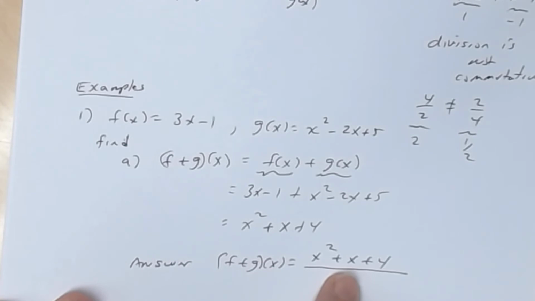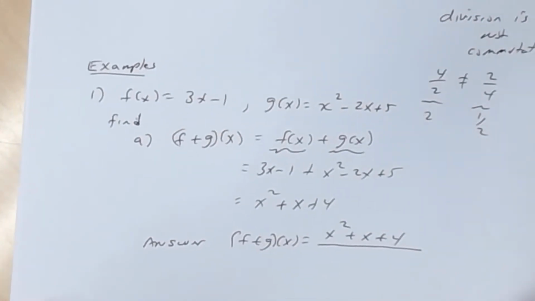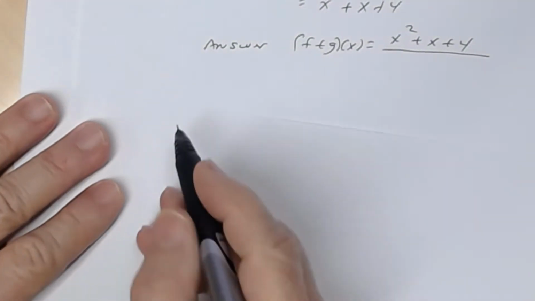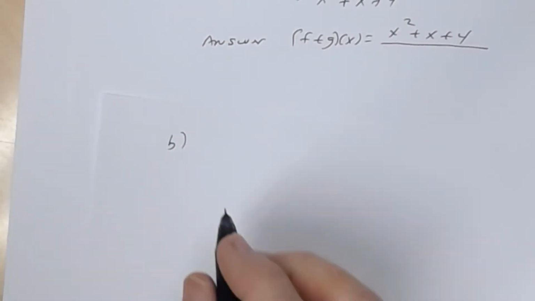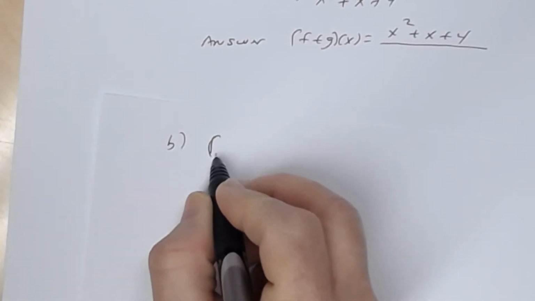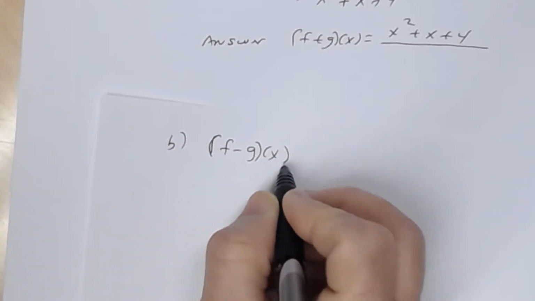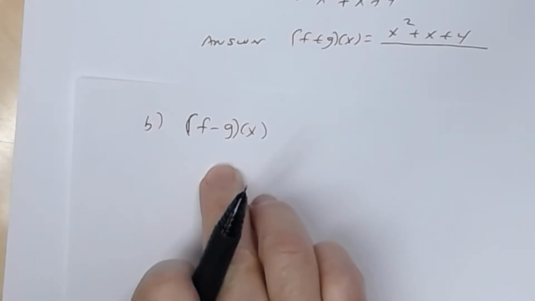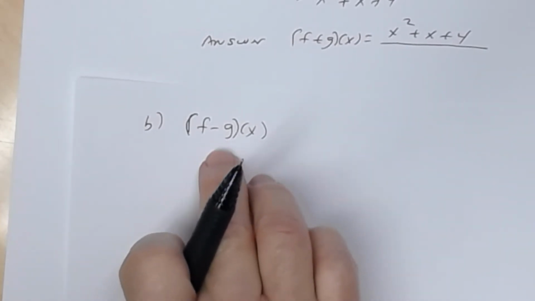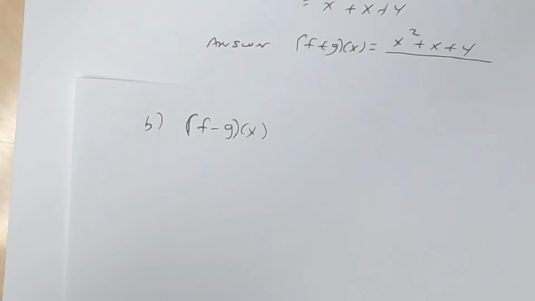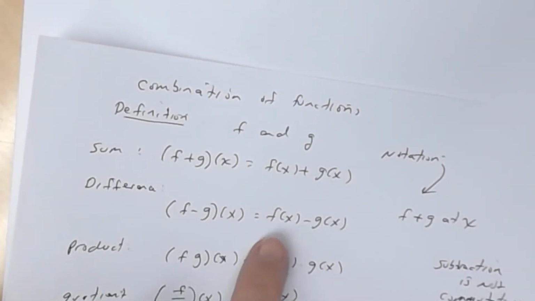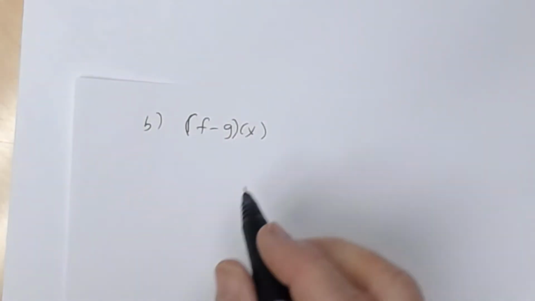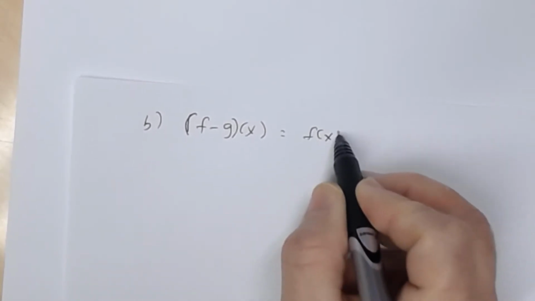Number 2, letter B. Let's suppose now I want to subtract them. So part B, subtract. Let's say you want to find f minus g at x. Again, that's how it's going to look. You have to know the definition. So what does this mean? Well, by definition, that means f of x minus g of x.